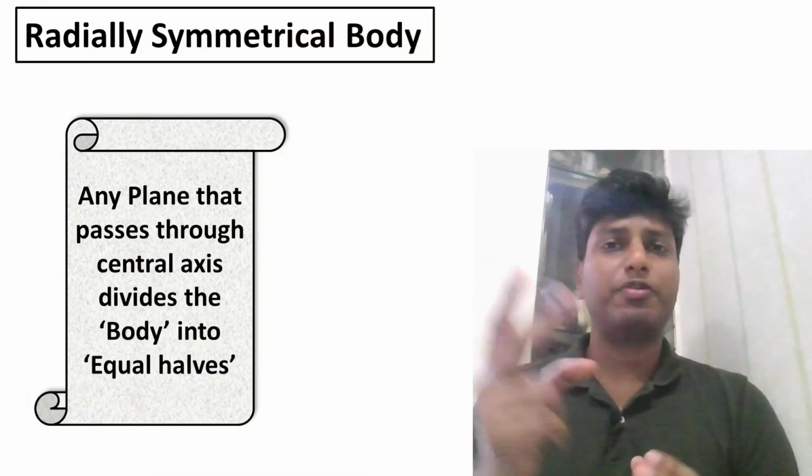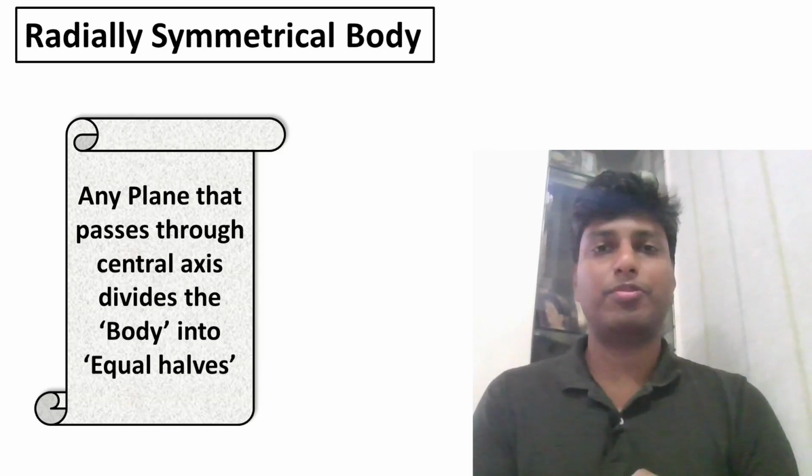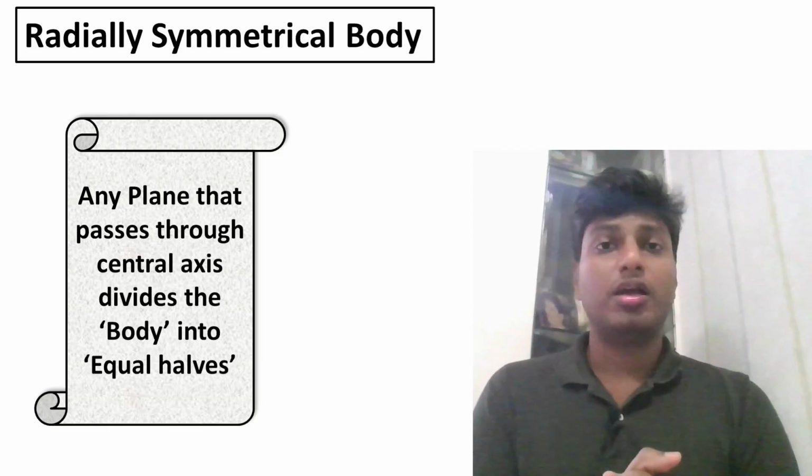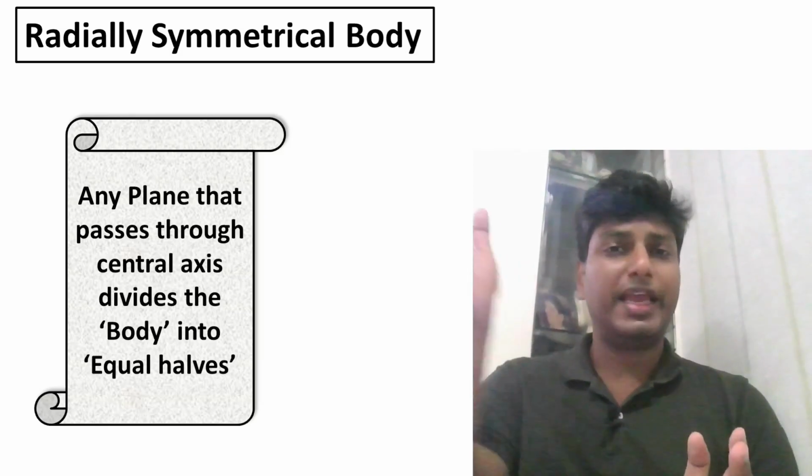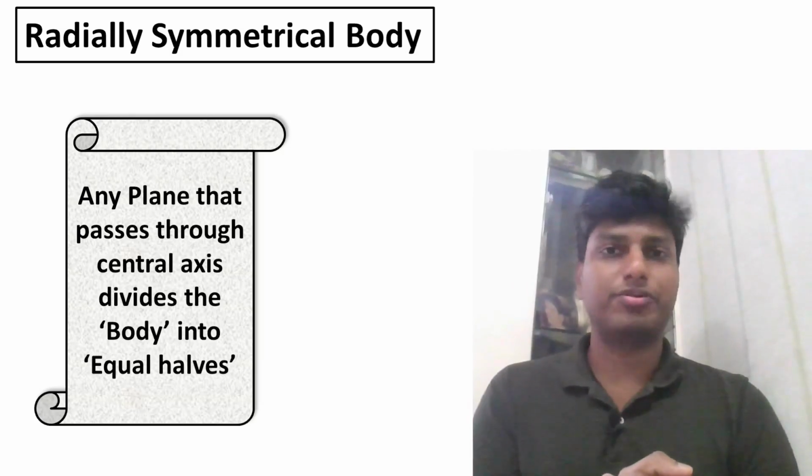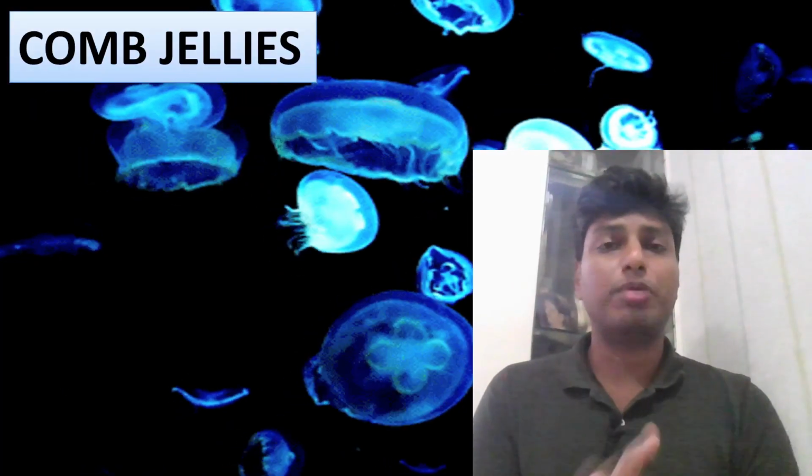Now the second type of body is nothing but radially symmetrical bodies. What do we mean by radially symmetrical? A radially symmetrical body is a body which can be divided into equal halves across the plane which passes through its center. That means here the body can be divided into equal halves across any plane which passes through the center, dear students. Some of the examples of radially symmetrical bodies are nothing but the comb jellies.